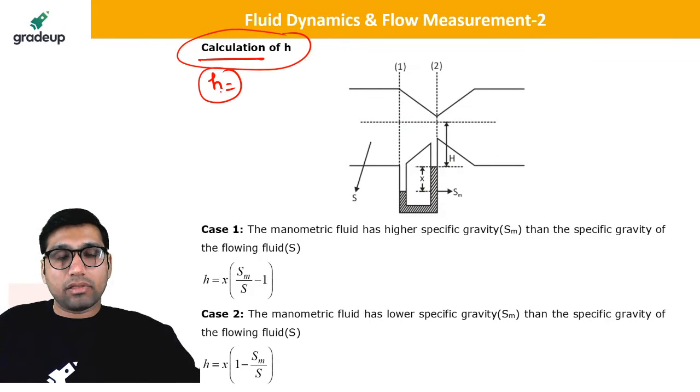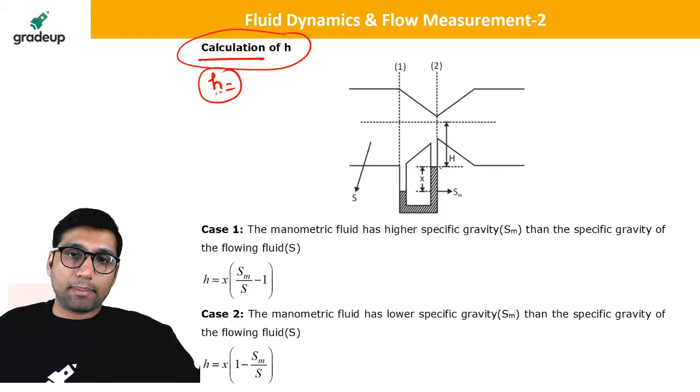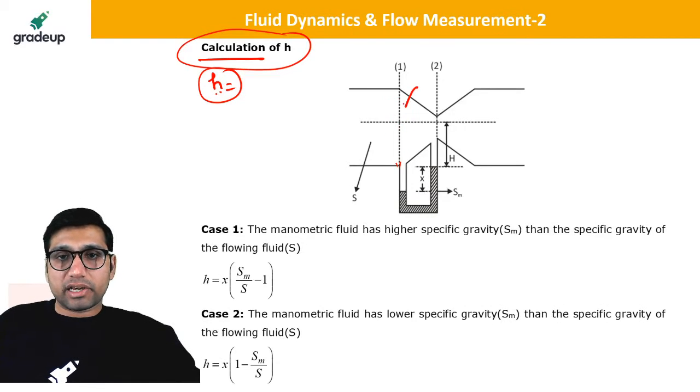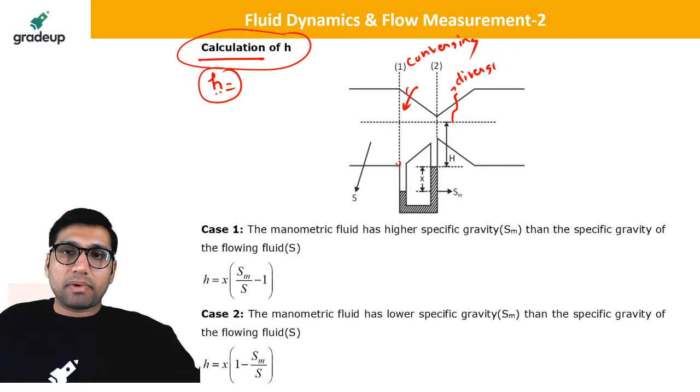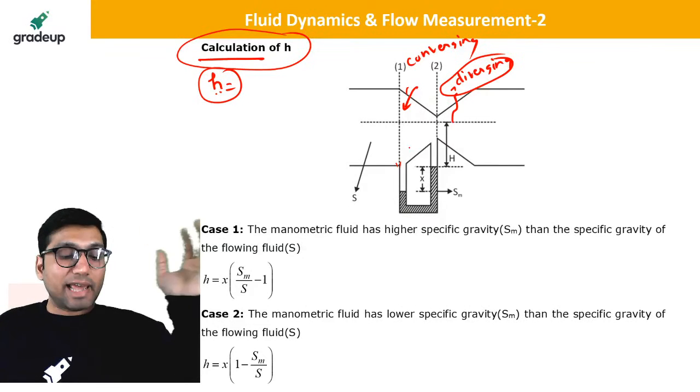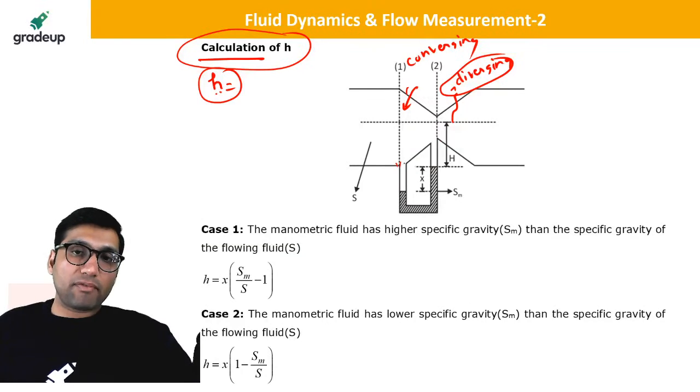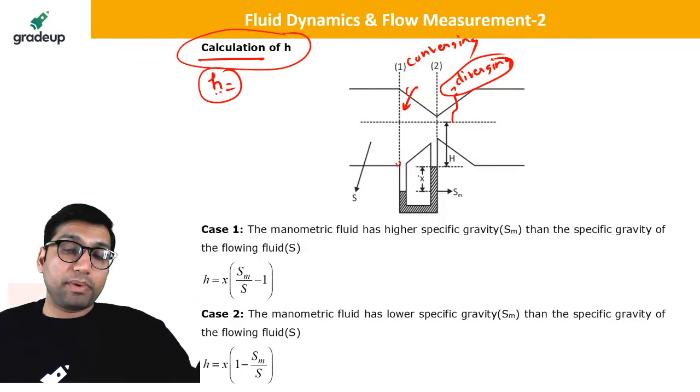And this H can also be measured with the help of a U-tube manometer installed in the Venturi meter section. As you know, this is a converging section of the Venturi meter, and this is a diverging section of the Venturi meter. So there will be some pressure difference between both sections, right? Now that pressure difference can be measured with the help of a U-tube manometer.